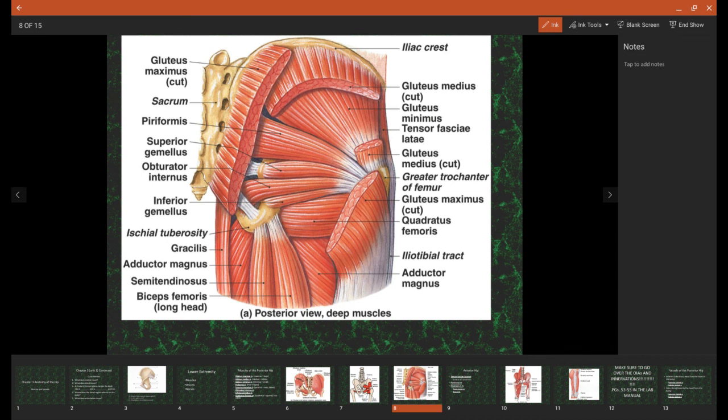Inferior gemellus is going to be where we see a little bit of a difference in the nerve that's innervating it, as it is actually innervated by a branch of the nerve that innervates the muscle below, the quadratus femoris nerve.